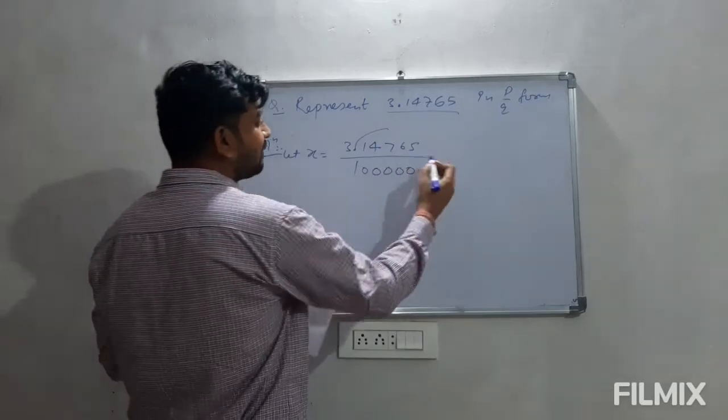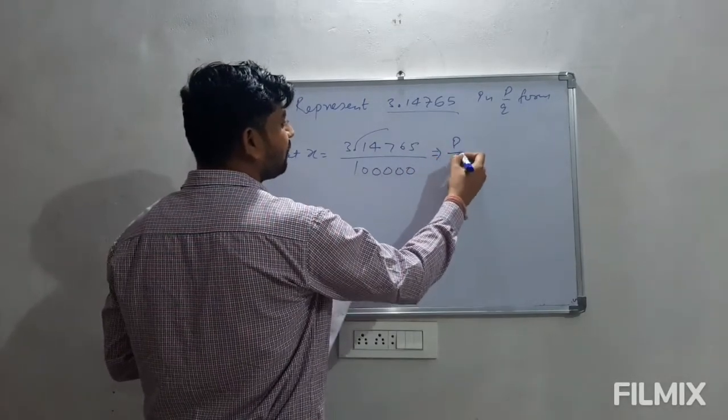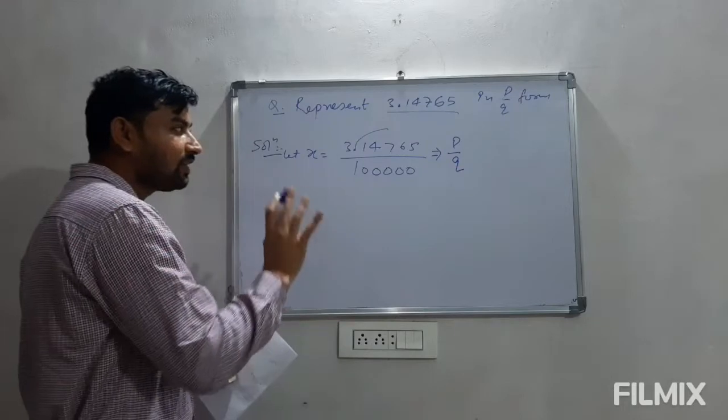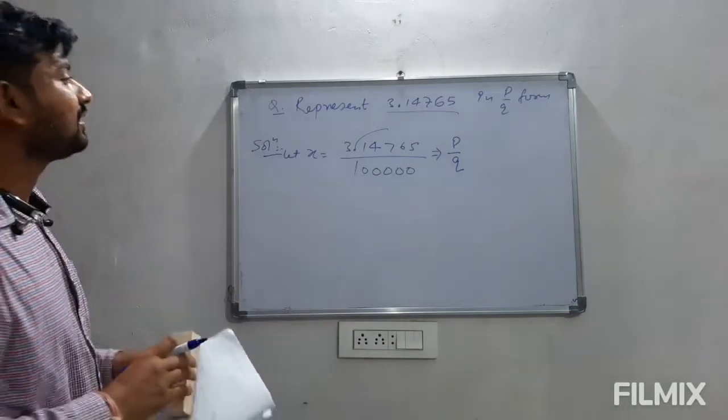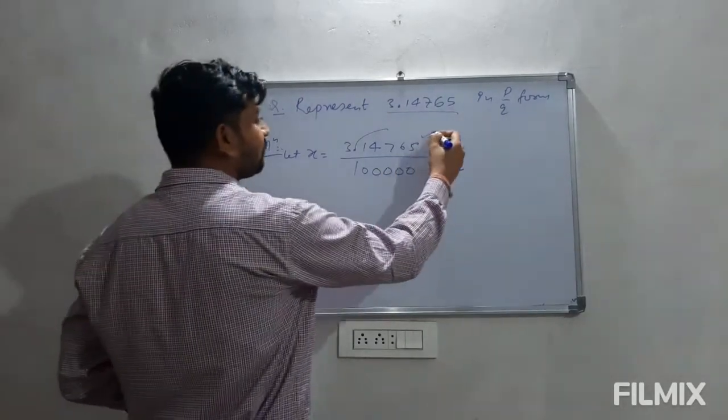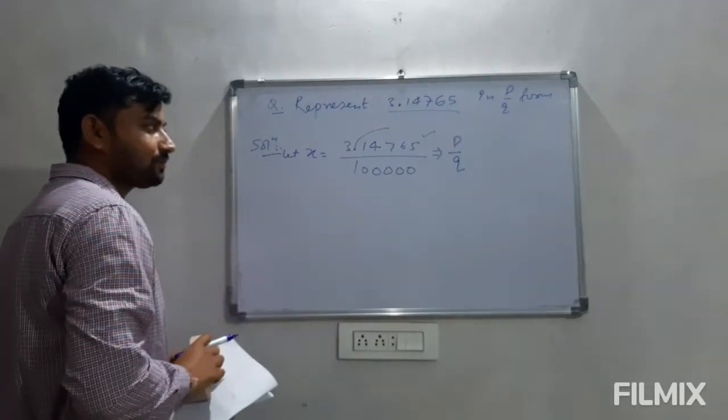So when we look at this number as a whole, this is nothing but p/q form only. So this is very simple if we have terminating decimal type. So this is already in form of rational number.